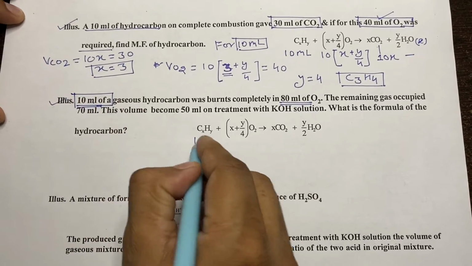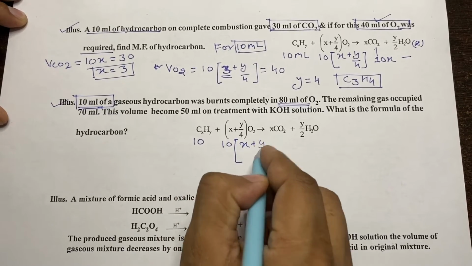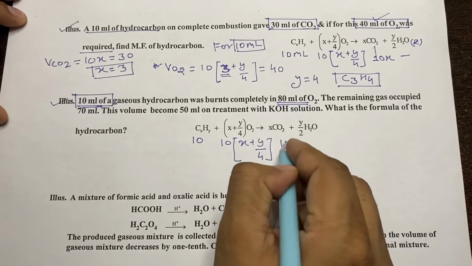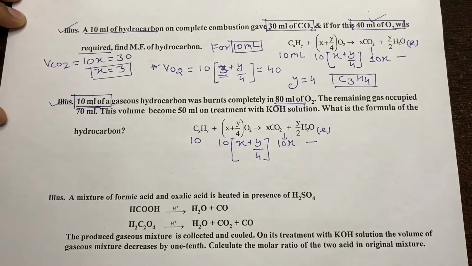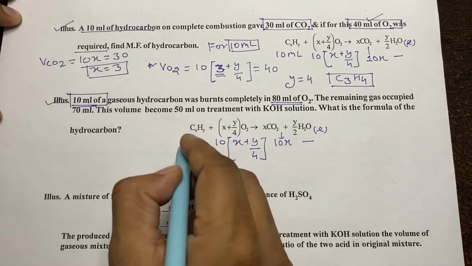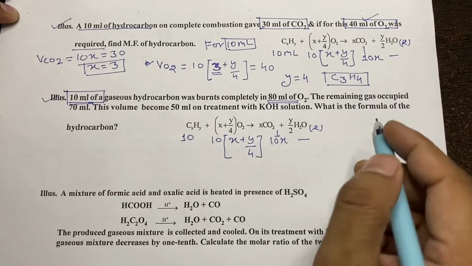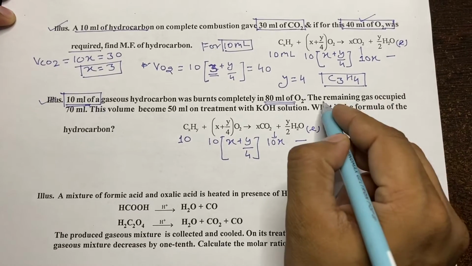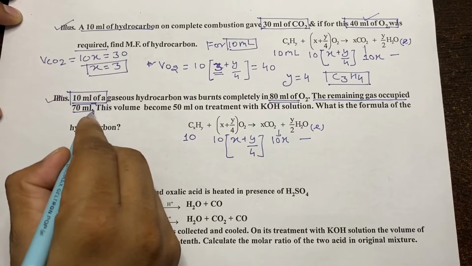So this will be 10 ml, and this will be 10(x + y/4) volume, this will be 10x volume, and we will not mention the volume of water because it is in liquid form. Now we have to decode the other information which is provided. The remaining gas occupied 70 ml.